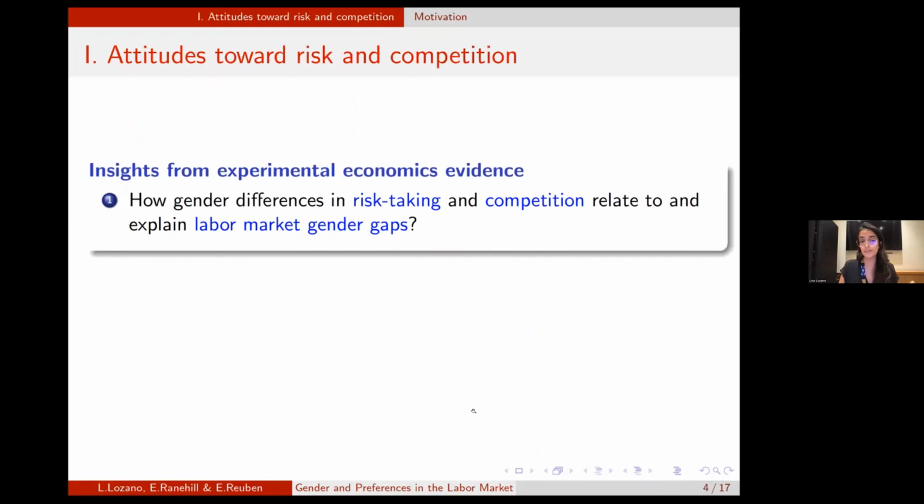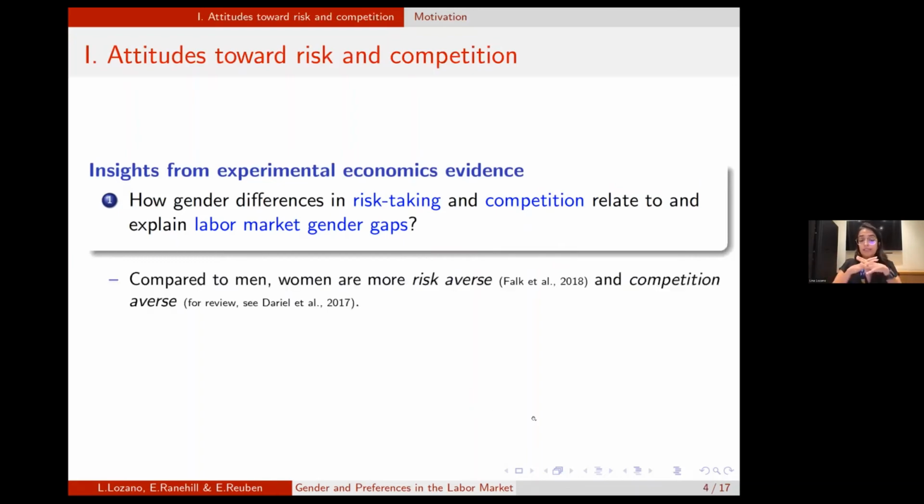So let's start with the first part, which is risk and competition. As I said, there is a long history of research in risk-taking behavior and competition. And what we do know when it comes to gender differences is that, first, compared to men, women are more risk averse. And here we cite again the recent work of Falk and authors, where they go worldwide to 73 countries and actually observe that this is the case for most of the countries.